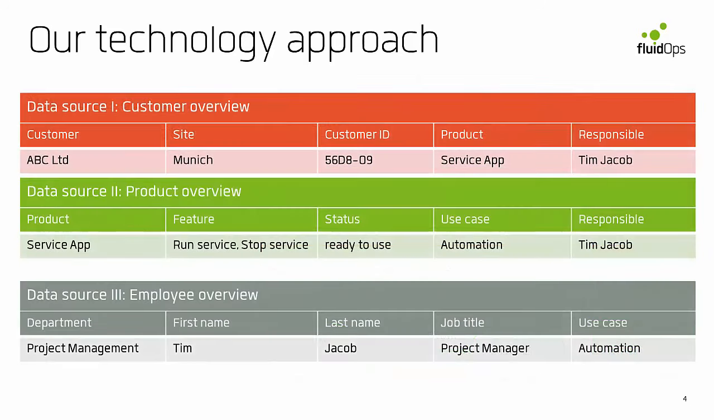Now let's have a look at a little bit more complex example with three tables providing the data sources. So we have a customer overview, a product overview, and an employee overview. Note that these tables have different colors, indicating the fact that they can be stored in different information systems, which form silos which we want to bridge using linked data.